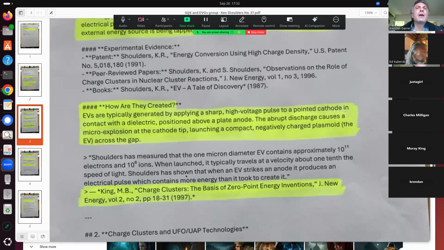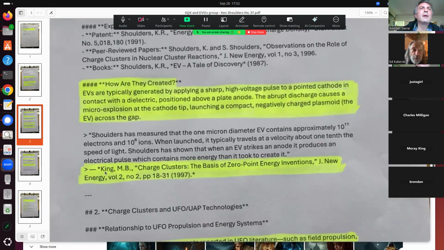Shoulders has shown that when an EV, electron vanadium, strikes an anode, it produces an electric pulse which contains more energy than it took to create it. So it's from this Moray King's charge clusters.